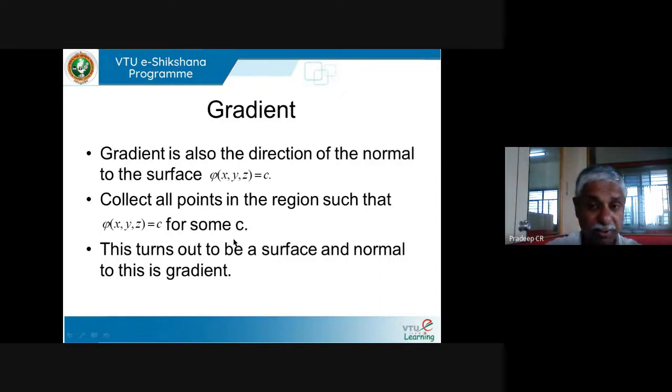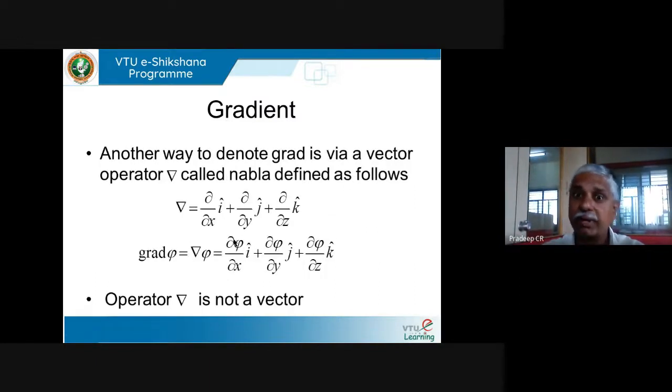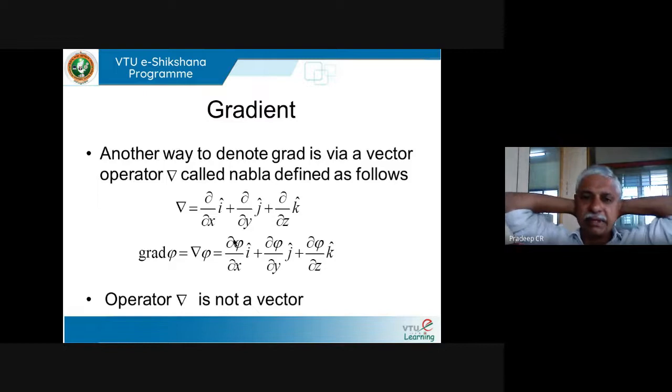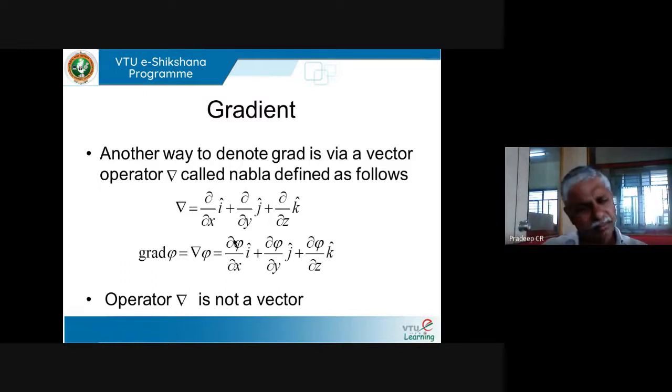So two interpretations are given. One is the direction in which maximum change occurs. Another interpretation is that it is normal to the surface phi(x, y, z) equal to c. So let us see a few examples, then maybe it will be better. Oh, before I go to examples, I have some notation to use. This is very important. I know it's a bit abstract. A lot of people get worried about this notation, but don't worry. If you have understood gradient, this is not at all difficult. It's just a notation.